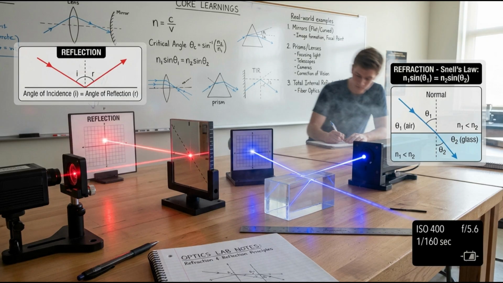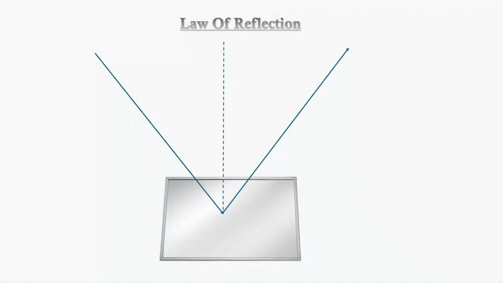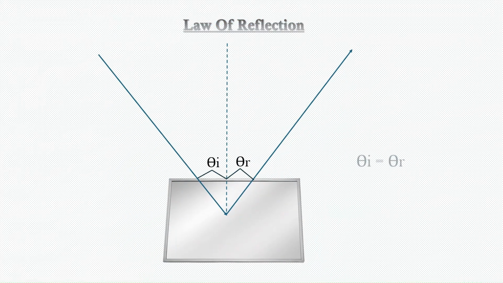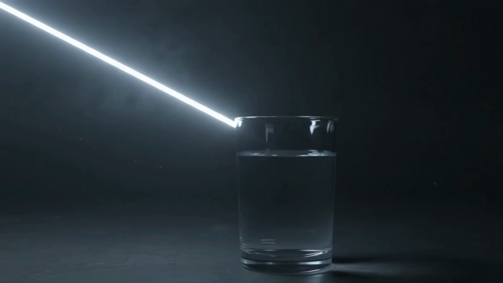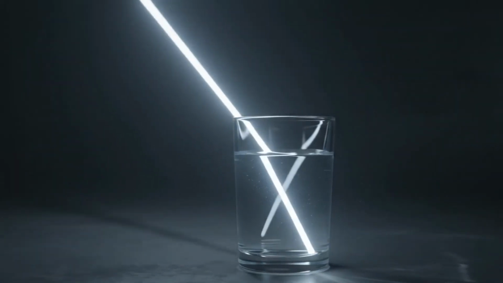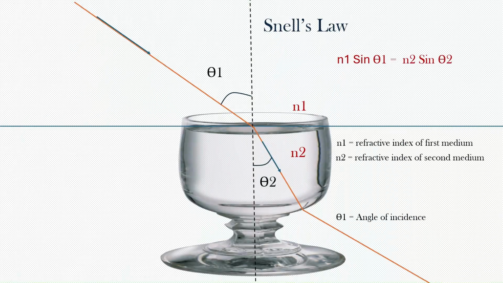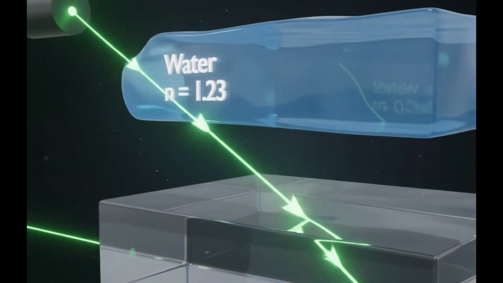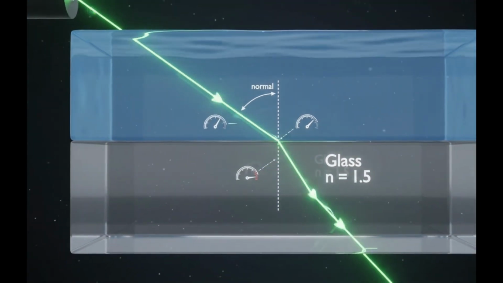Let's quickly summarize what we've learned. Reflection is the bouncing back of light from a surface. It follows the law of reflection, where the angle of incidence is equal to the angle of reflection. Refraction is the bending of light when it travels between different materials. It follows Snell's law, which explains how the angle changes depending on the refractive indices of the materials. And the refractive index itself tells us how much a material slows down light.